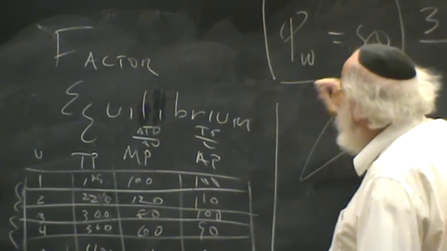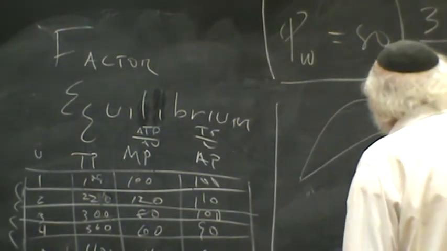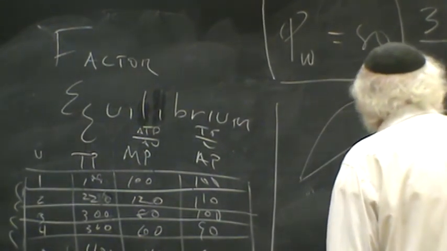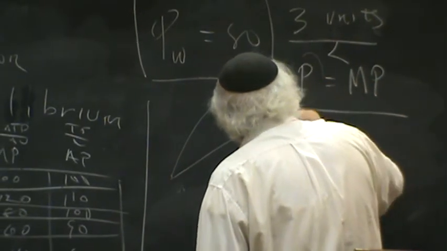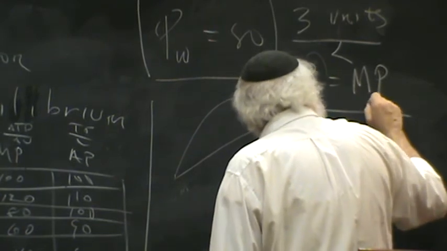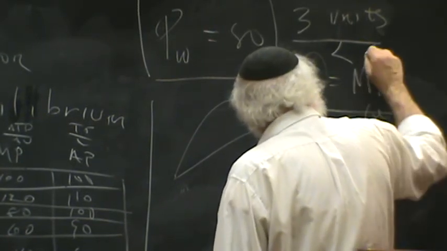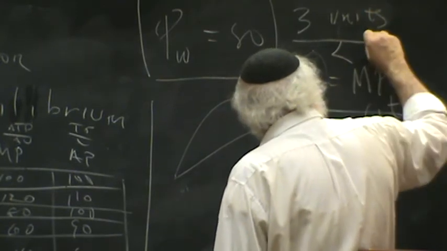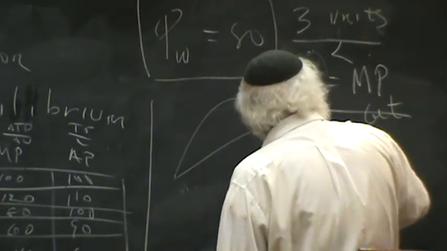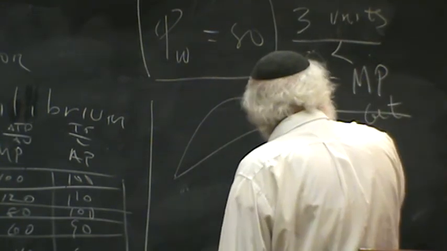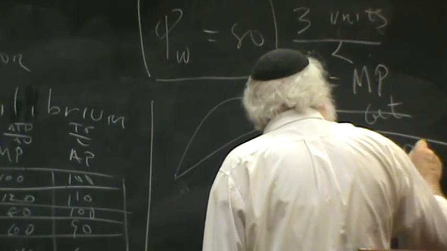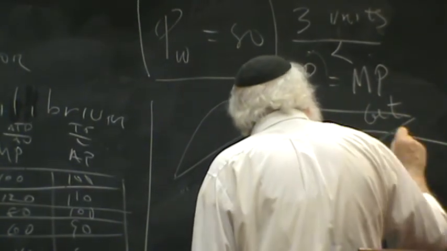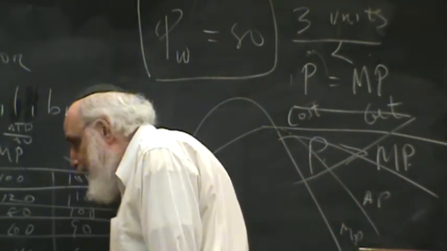You will hire until the point where price equals marginal product. In this case, the price is what it's costing you, and the marginal product is what you're getting. If the marginal product is greater than price, in other words, if the worker is giving you more than it's costing you, you'll do it. If the marginal product is equal to the price, you'll still do it. But as soon as the price exceeds marginal product, you will not do it because it's costing you more than you're getting, and you will stop.